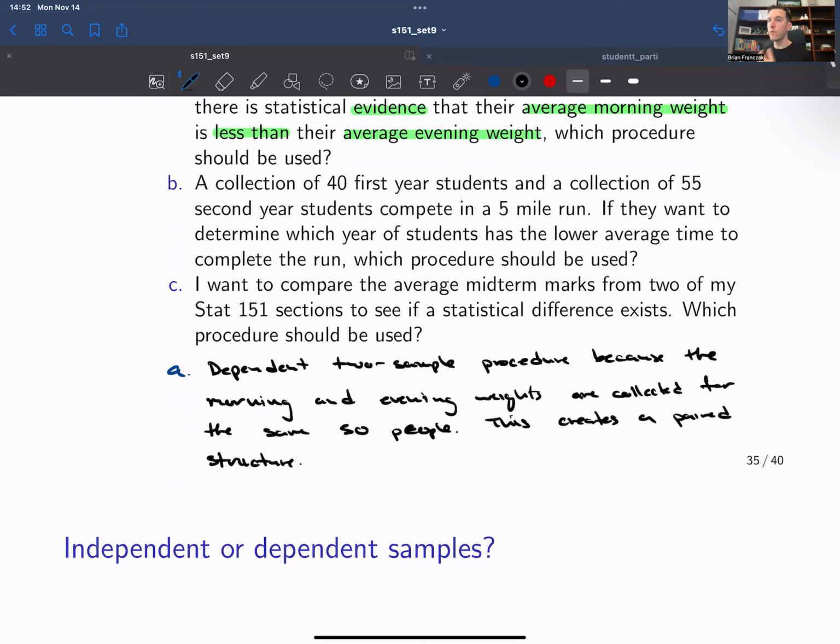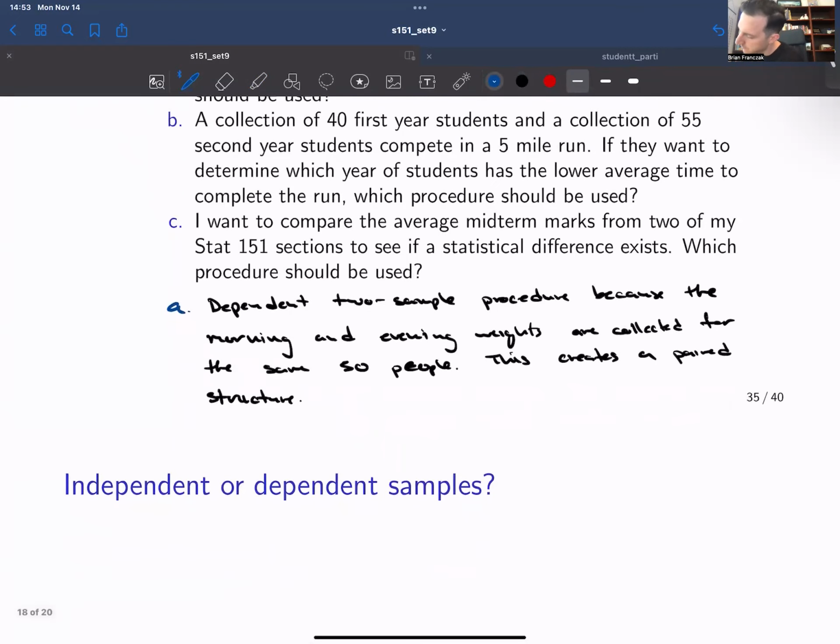Once we have identified that we have this paired structure, which means that each observation is contributing two measurements and we're comparing those two measurements, that means that we have a dependence. The evening weights are related to the morning weights because they're taken on the same person. So this is an example where we would need a dependent t-test.